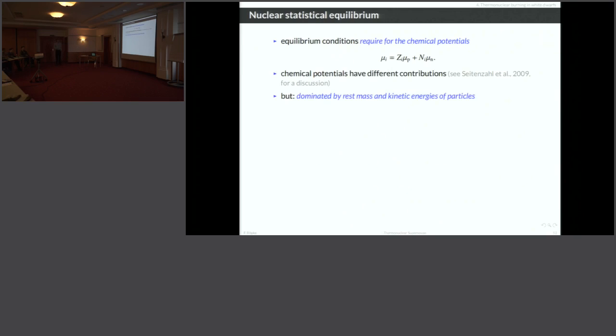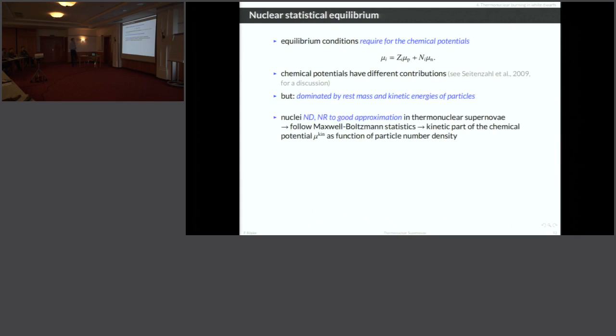Now, the chemical potentials, in principle, have different contributions. The dominant contributions are due to rest mass and kinetic energy of the particles. And in the case we are looking at in thermonuclear supernovae and white dwarfs, the nucleons and nuclei are heavy particles, of course, and therefore they are not degenerate, not relativistic. So the non-degenerate, non-relativistic approximation, the Maxwell-Boltzmann statistics that follows from this, is a good approximation for these. So that means that the kinetic part of the chemical potential is determined by the Maxwell-Boltzmann statistics.